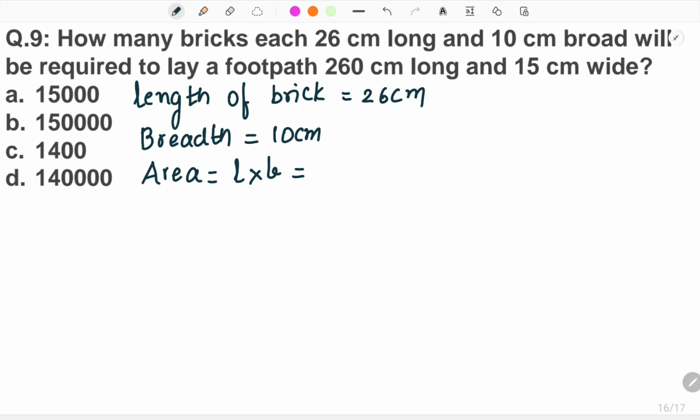So this will give me total 26 into 10, that is equal to 260 centimeter square. This is the area of brick.